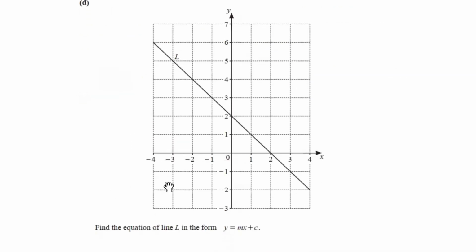Part D says find the equation of the line in the form of y equals to mx plus c. So to find the equation of this line, what we will do is we need to find the slope and the y-intercept. Y-intercept is the point where the line crosses the y-axis. So in y equals to mx plus c, our C value is identified as 2. Now for the M value, which is the slope, we can use rise over run, or we can just pick 2 coordinates on the line and use those to find the slope.